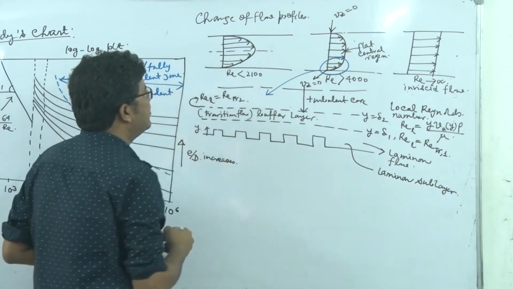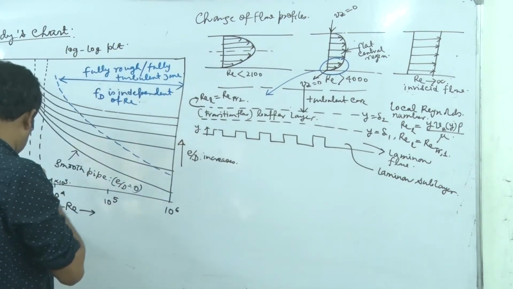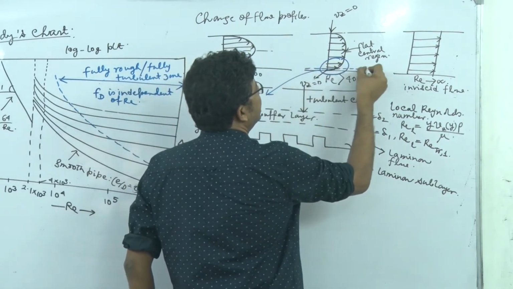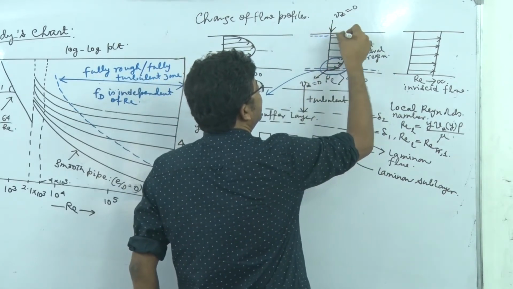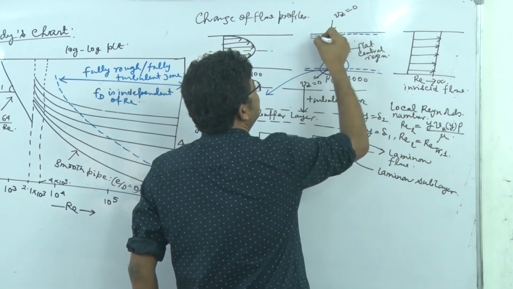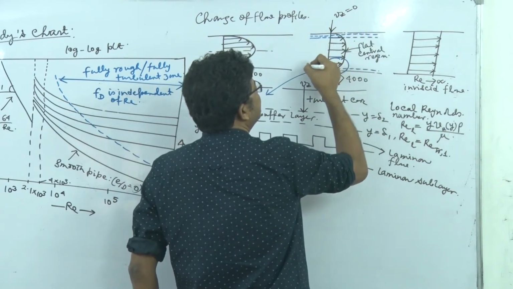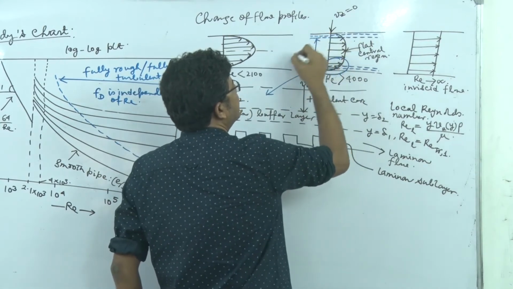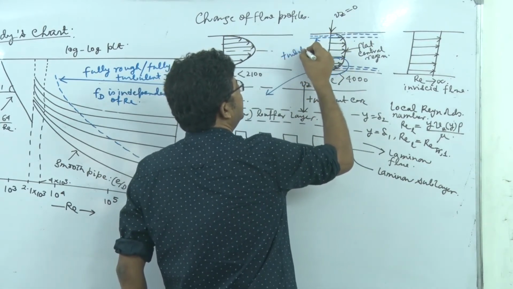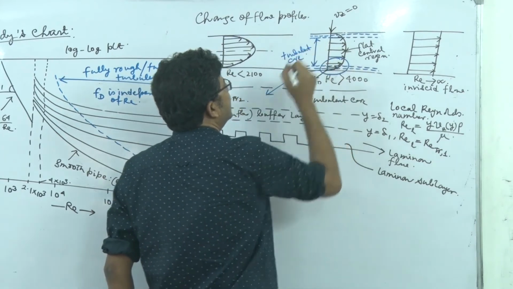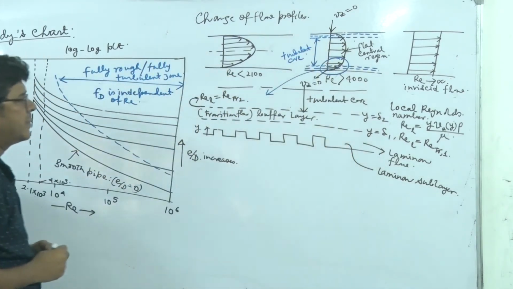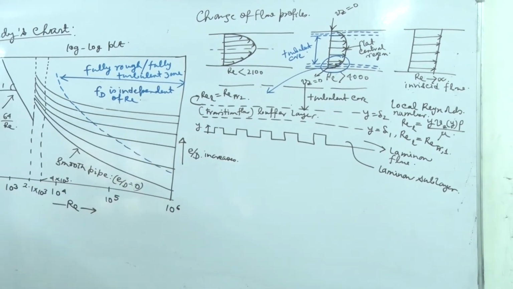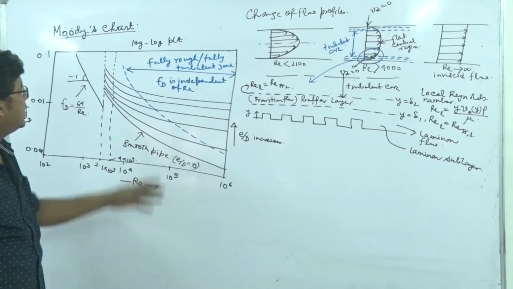So in the diagram of the entire pipe flow, we can see that this much may be the laminar sublayer, here also we have a laminar sublayer. This is a buffer layer, here also the same buffer layer, and this region is called the turbulent core, where actual turbulent flow condition prevails, right? Now we were trying to explain why we have a fully rough or fully turbulent zone.